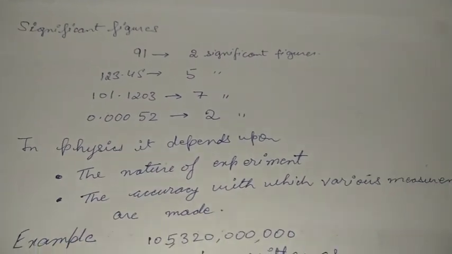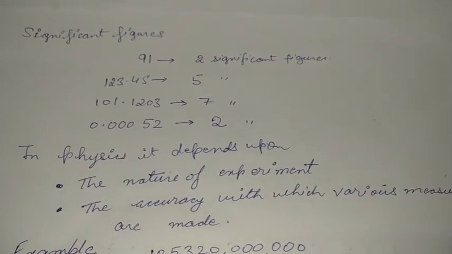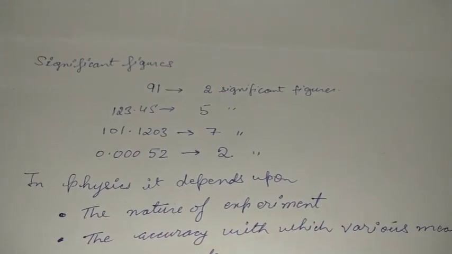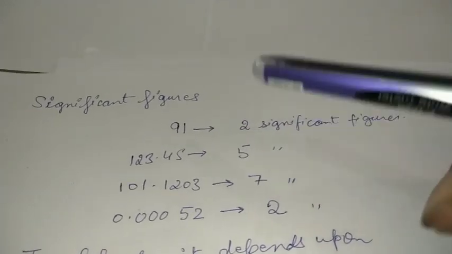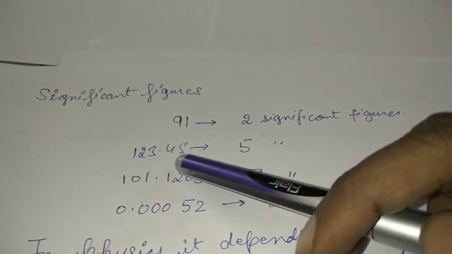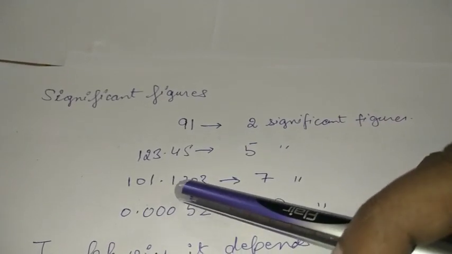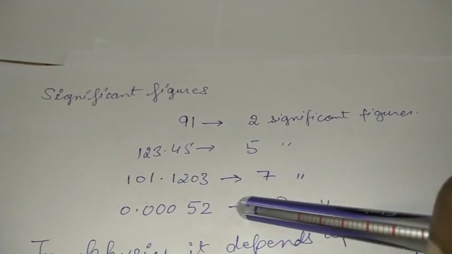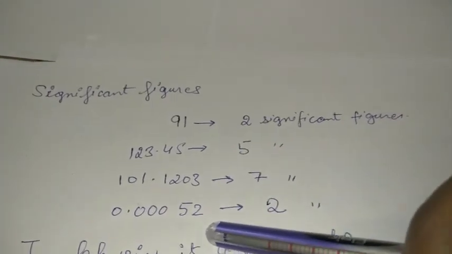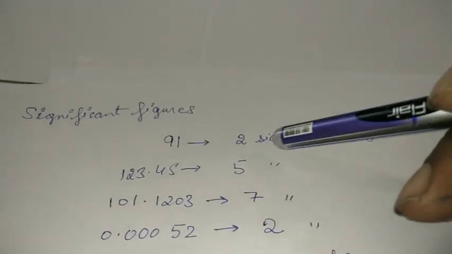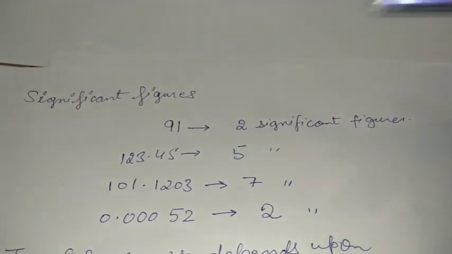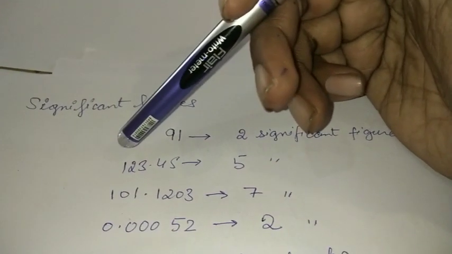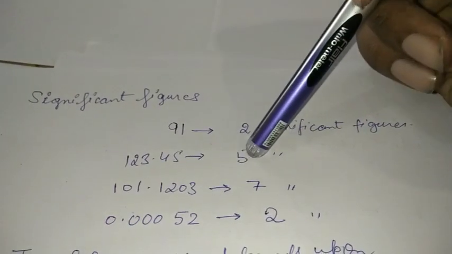Let's continue, children. Now before we proceed with the place of decimal, let us talk about significant figures. I have a few numbers present over here. The very first number is 91, next one is 123.45, next we have 101.1203, next we have 0.00052. Now these are a few specific numbers. Let's talk about the significant figures. In the very first one, it's quite clear that we will have two significant figures. In the next one, we'll have a total of 1, 2, 3, 4, 5 significant figures.